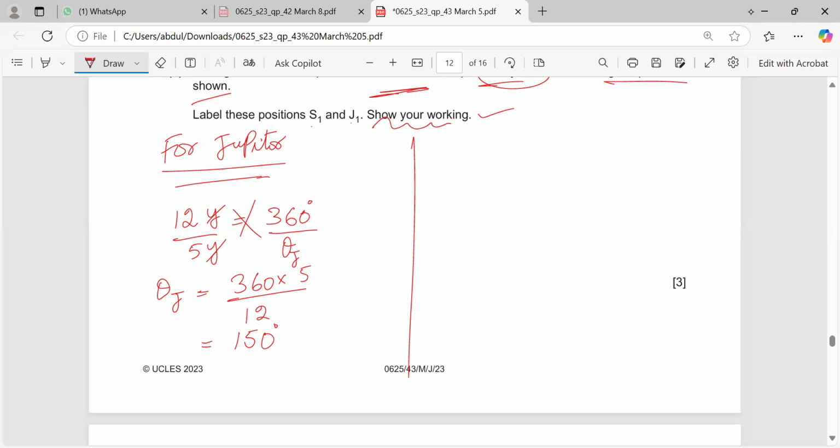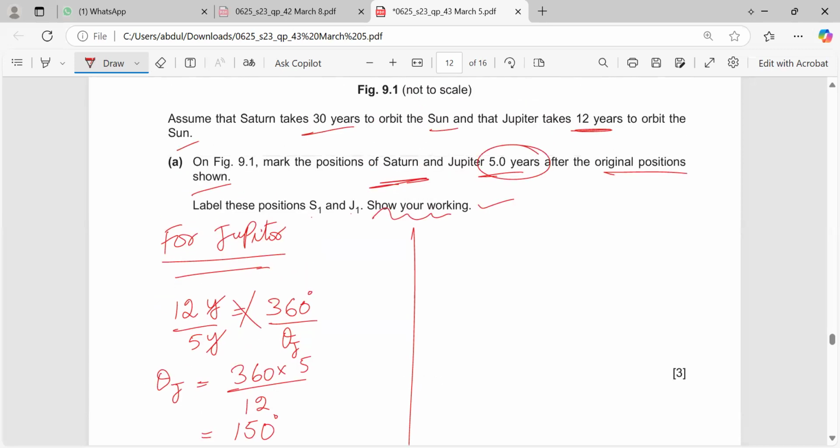So what I did, see, Jupiter is taking 12 years to orbit the sun. So in 12 years one cycle is complete, which means it has turned 360 degrees. Now what will be the position of Jupiter after 5 years? The ratio of the years is equal to the ratio of the degrees. So 12 years over 5 years is equal to 360 degrees over theta J. What will be its position? And when we solved it, the answer came to be 150 degrees. Thank you, Ahmad Abdu.